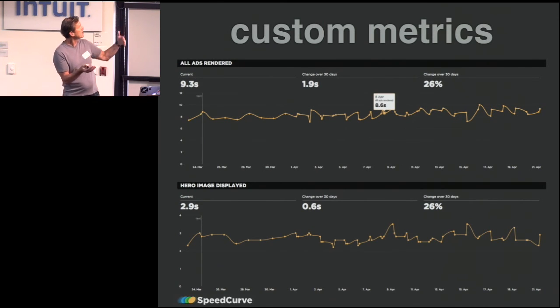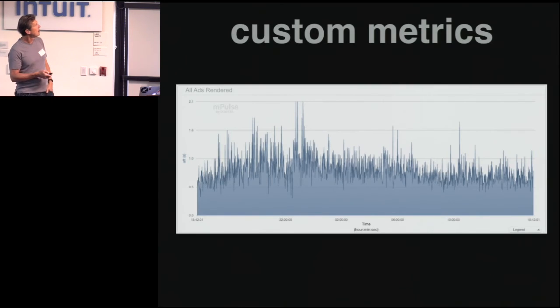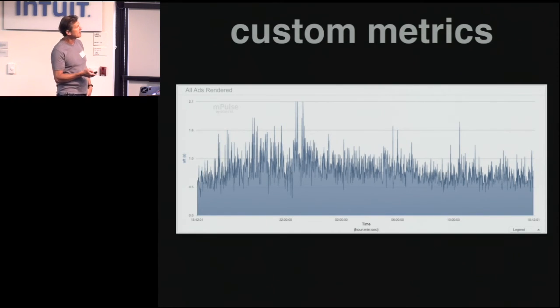So here's SpeedCurve. We have a customer that had all ads rendered and hero image displayed. In fact, 25% of SpeedCurve customers are implementing custom metrics. And those get surfaced in our UI automatically. You don't have to do any work. And here's a screenshot from Impulse, Philip Tellis's RUM product. And they surface these custom metrics as well.